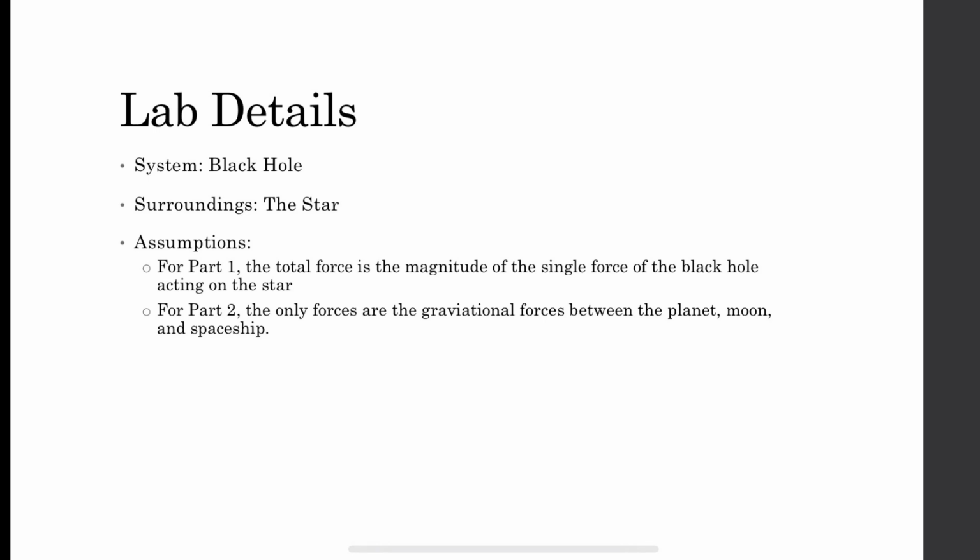The system for this lab is the black hole, and the surroundings is the star. The assumptions made for Part 1 is that the total force is the magnitude of the single force of the black hole acting on the star, and for Part 2, the only forces are the gravitational forces between the planet, the moon, and the spaceship.